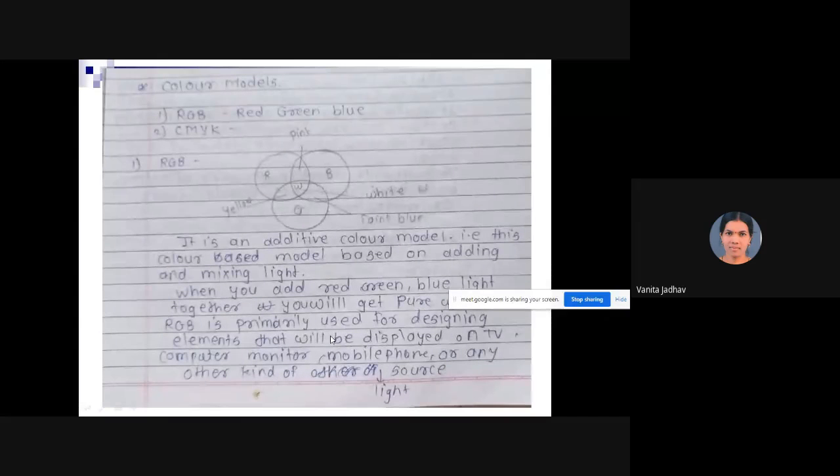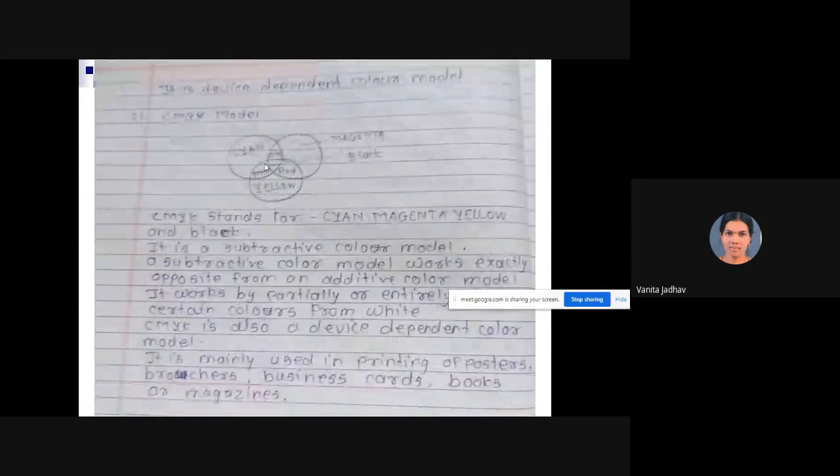So the second model is CMYK. C stands for cyan, M stands for magenta, Y stands for yellow, and K stands for black. It's not B, it's K. So it is somewhat different. K stands for black. These are the colors.